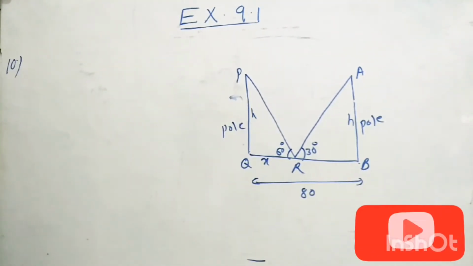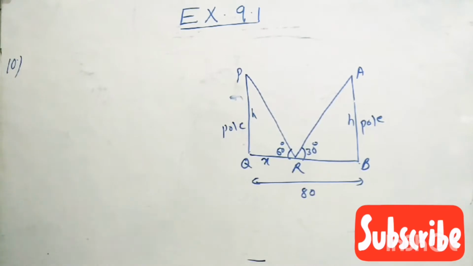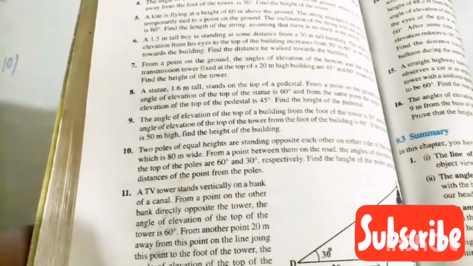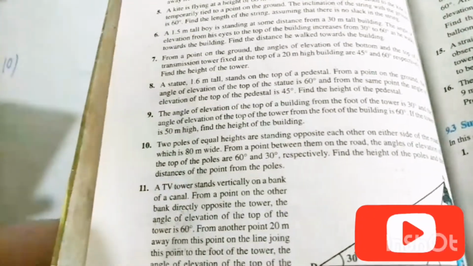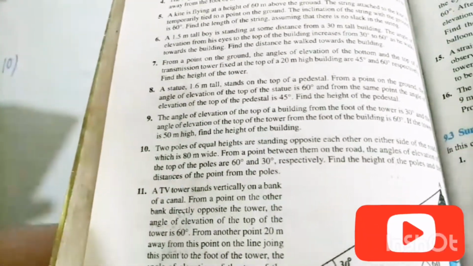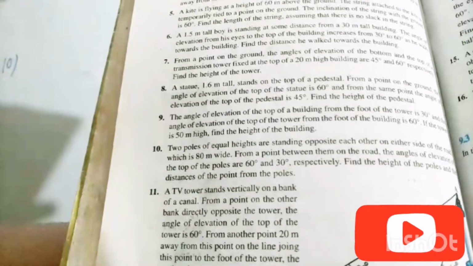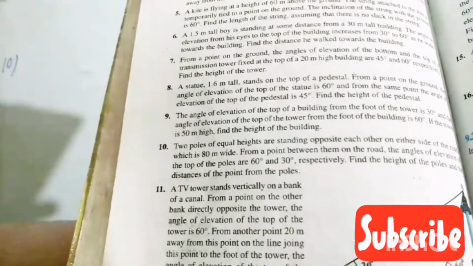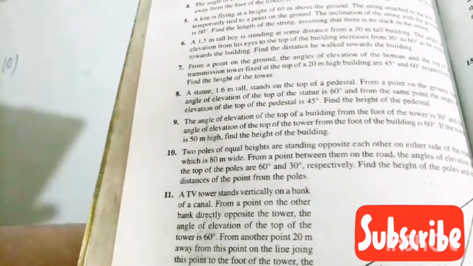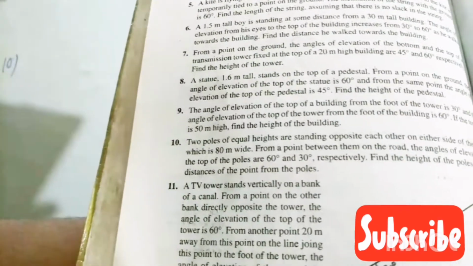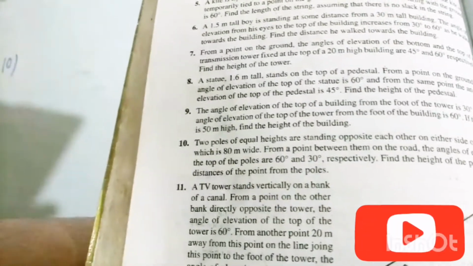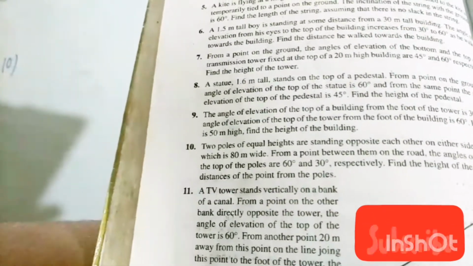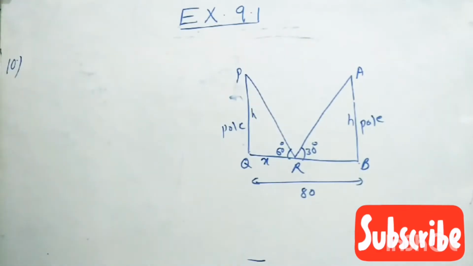In this video, I am going to continue exercise 9.1, 10th question. Two poles of equal heights are standing opposite each other on either side of the road, which is 80 meter wide. From a point between them on the road, the angles of elevation of the top of the poles are 60 degree and 30 degree respectively. Find the height of the poles and the distances of the point from the poles.